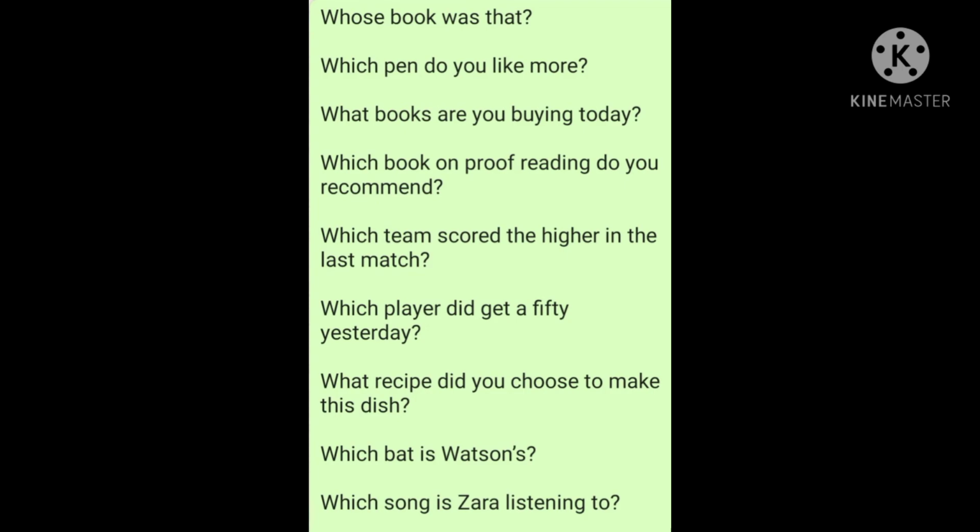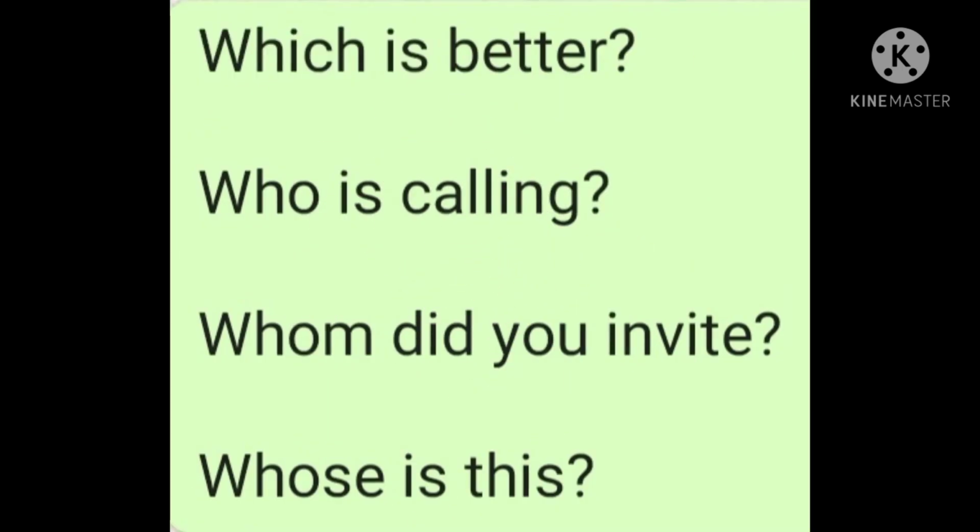Am I clear, students? Now let's have a look at some interrogative pronouns. In the first sentence, which is better? Which becomes an interrogative pronoun because it is placed before the verb is. Second sentence, who is calling? Similarly, who becomes an interrogative pronoun. Whom did you invite? Whom becomes an interrogative pronoun. Whose is this? Whose also becomes an interrogative pronoun.